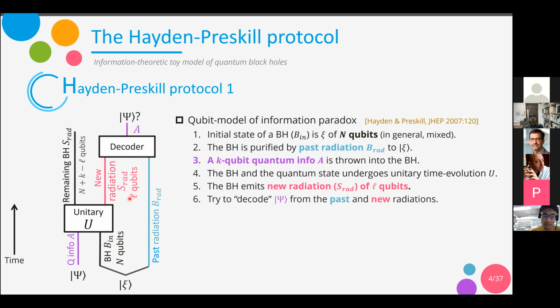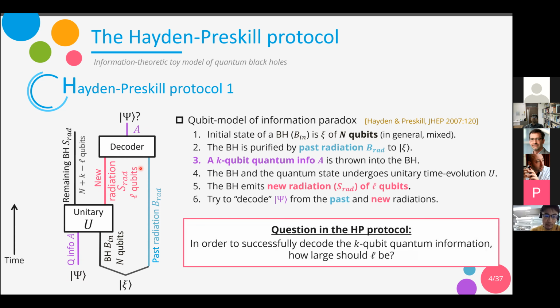And finally, somebody collects both the past and new radiation from the black hole, and we try to decode the original quantum information of A. Or we could say we just try to recover the initial state of the information source A. So this is the whole scenario of the protocol. And as I said, we are interested in how much radiation we have to collect to succeed in decoding the quantum information source. So the question is, in order to successfully decode the k-qubit quantum information, how large should L be? L is the number of qubits in the new radiation. Good.